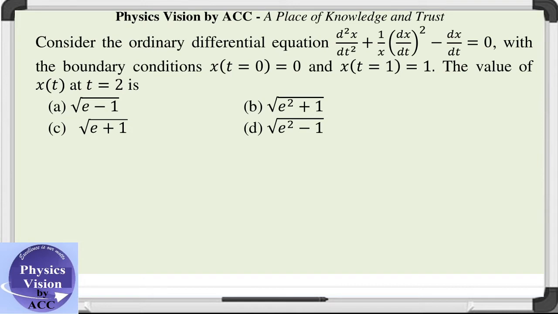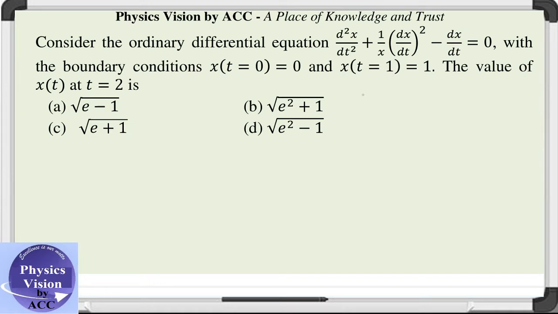The given question is, consider the ordinary differential equation. The ordinary differential equation is given to us, and along with this we have given several boundary conditions like this and this. We need to calculate the value of x at t is equal to 2. So this is our question, very lengthy and tricky question. So notice each and every step very carefully.